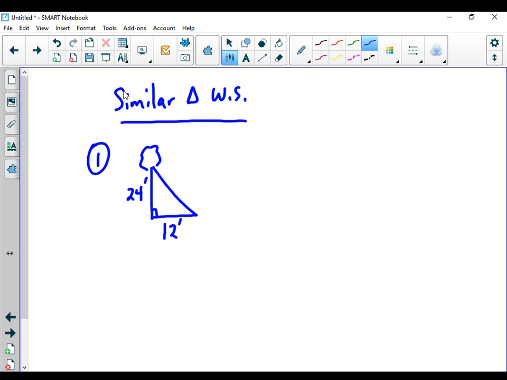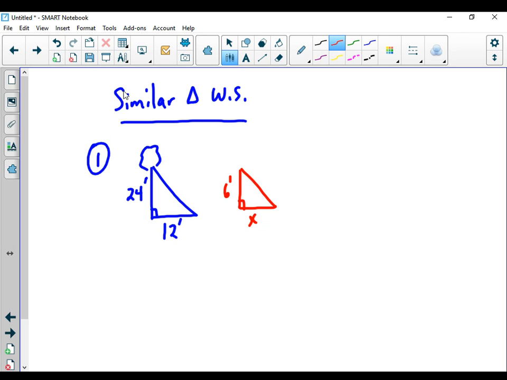But then we also have Brad, and Brad is 6 feet tall. And they want to know how long Brad's shadow is. So give me a sketch, give me figures to work with. From there, we want to try to figure out what X is.